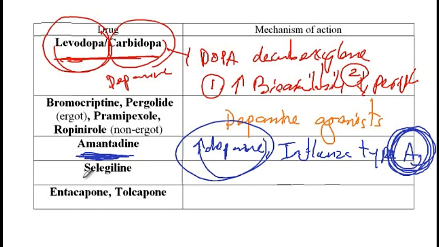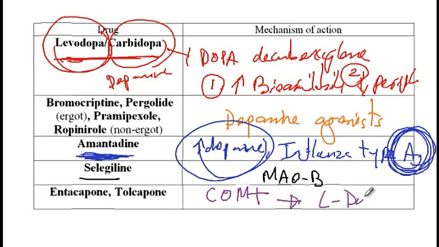The next medication is selegiline, which inhibits monoamine oxidase B, which preferentially metabolizes dopamine. And then entacapone and tolcapone will inhibit catechol-O-methyltransferase, and thus prevent the degradation of L-DOPA.